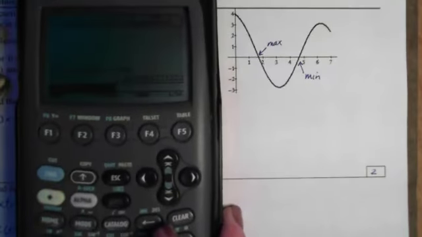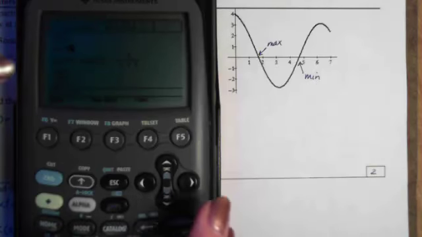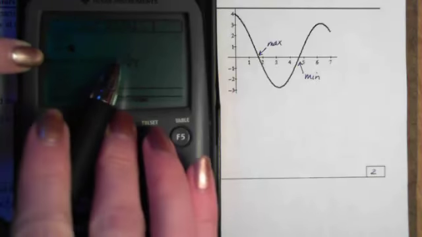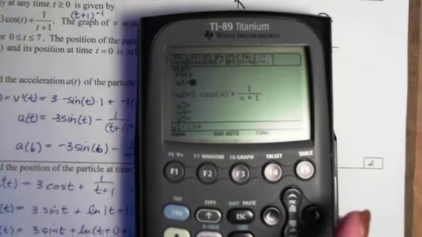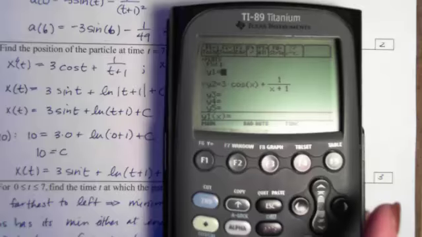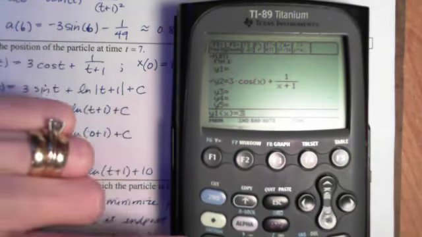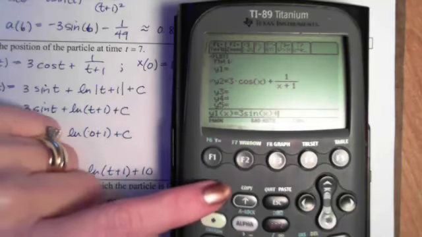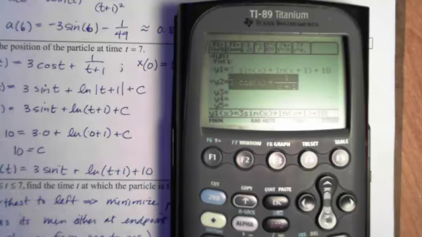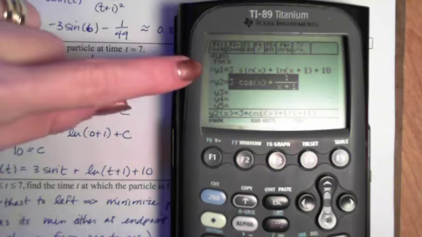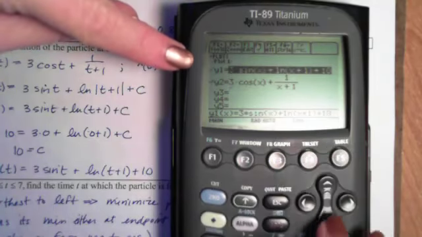So we're going to pull our calculators out here and go to our y editor, and it looks like we've got y2 is my derivative already. I'm going to let y1 be that position function that I figured out in part B. So I'll put that in, which will be 3 sine of x plus log natural of x plus 1, plus 10.